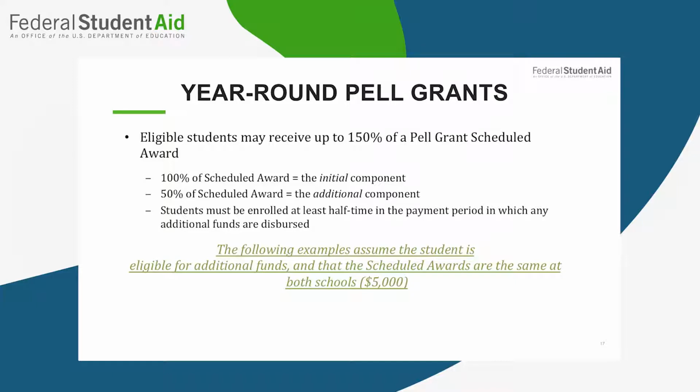You need to remember that for that additional component, that extra 50% maximum, the students must be enrolled at least half time in the payment period for which those funds are disbursed. So what we're going to tackle in the next few examples regarding the Pell Grant is just going to assume some basic numbers just for discussion's sake.